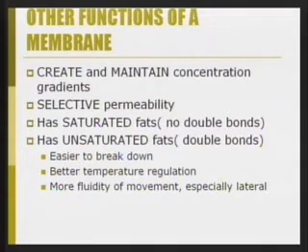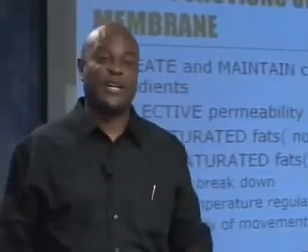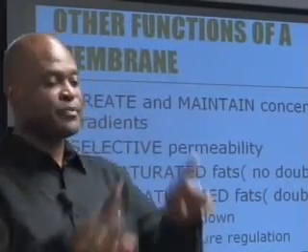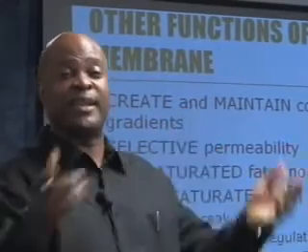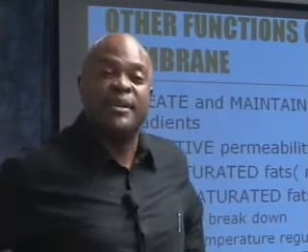Dan, here's what I mean. If you have saturated fats, with no double bonds, they line up perfectly like this. That means there's no gap in here. If your cells are doing respiration, oxidative phosphorylation, all that stuff, they're generating heat, and you have to let the heat get out. If the membrane is sealed tightly like this, the heat can't escape. What's going to happen to your body temperature? It's going to go up.